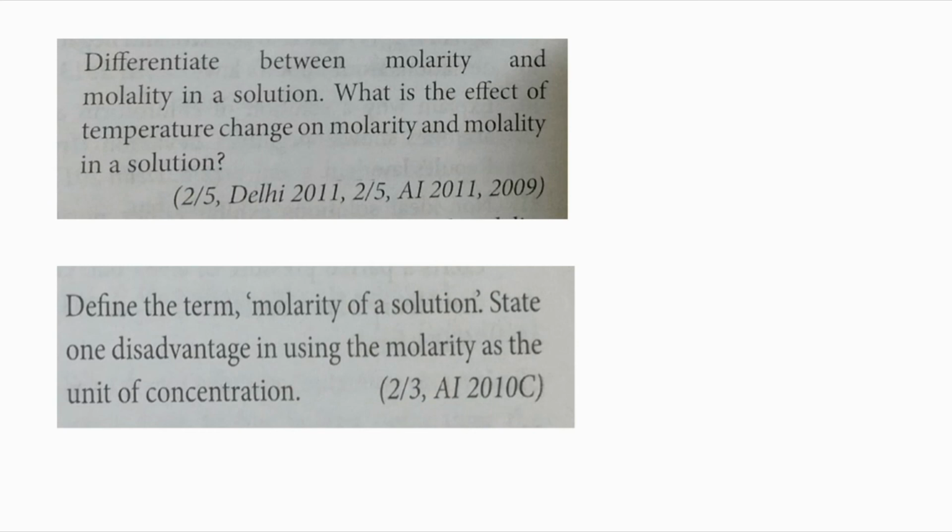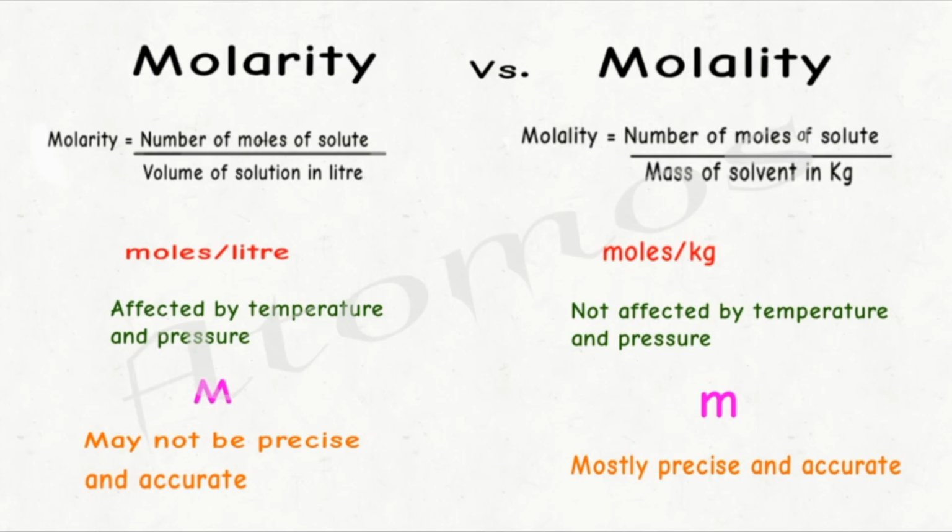So, if you are getting differentiate between molality and molarity, how to solve that question? Had better you make a table like this. Okay. First, define what is molality and molarity. Then, unit of molarity will be moles per liter, whereas unit of molality will be moles per kg. And molarity will be affected by temperature and pressure, whereas molality will not be affected by temperature and pressure. Usually, molarity will be denoted by the symbol capital M, whereas molality will be denoted by small m.